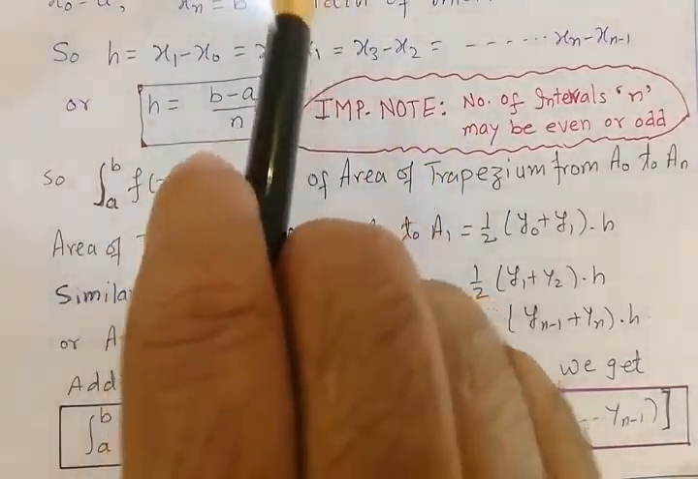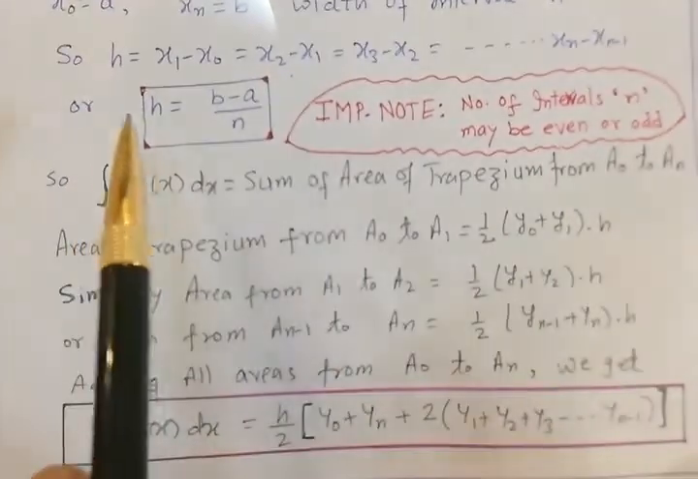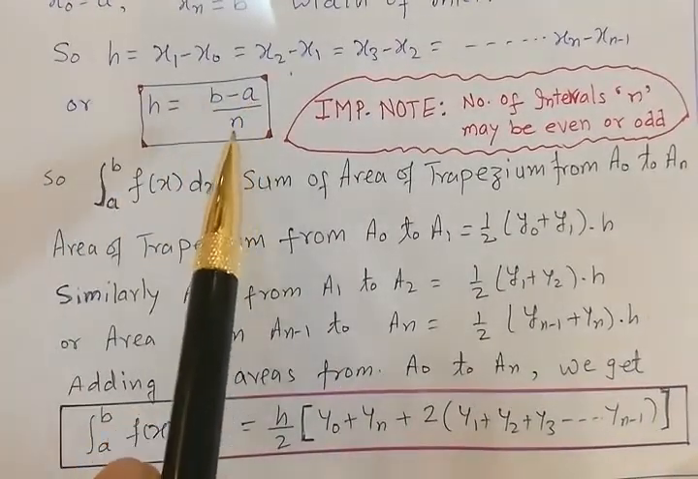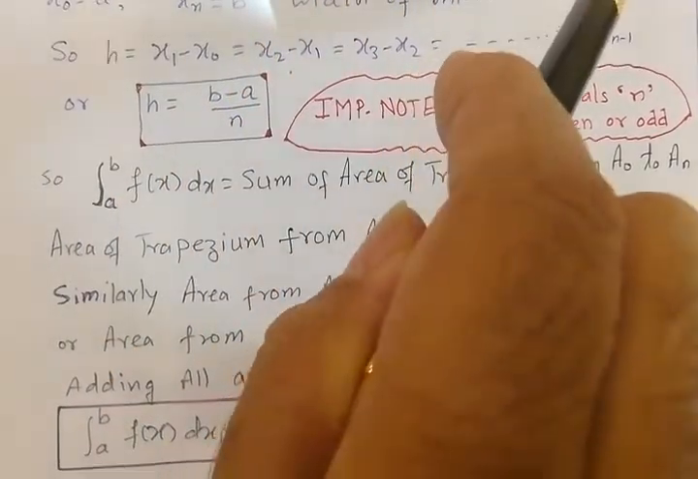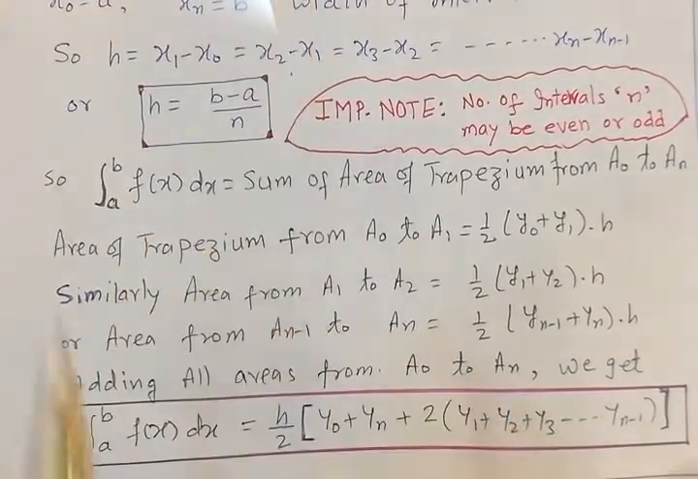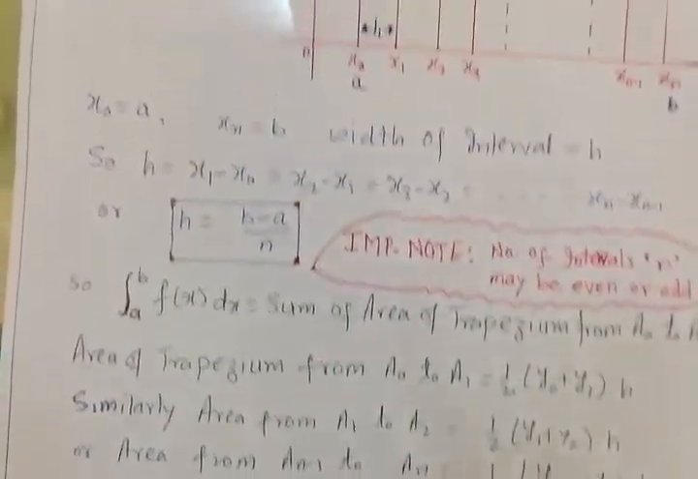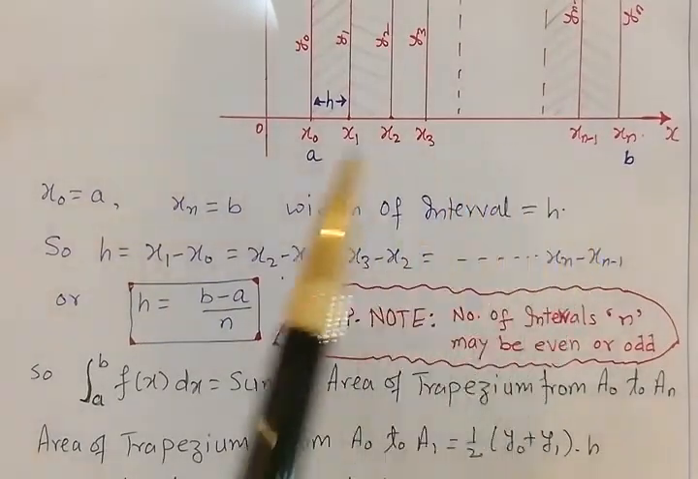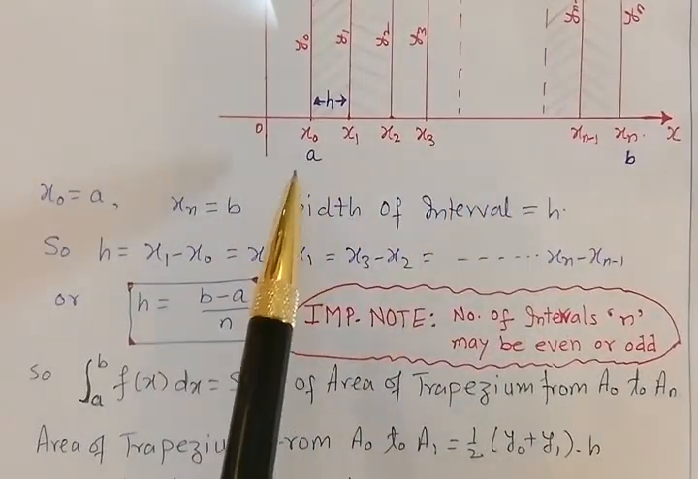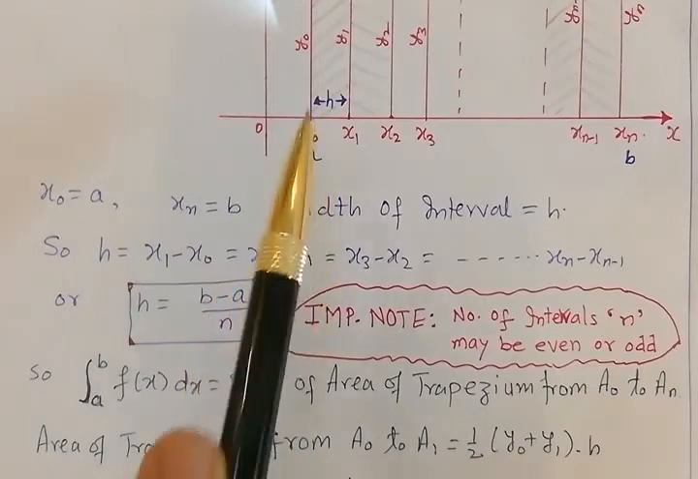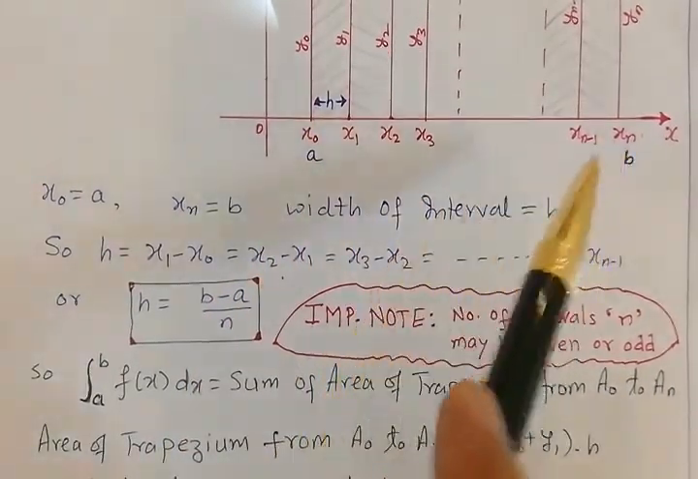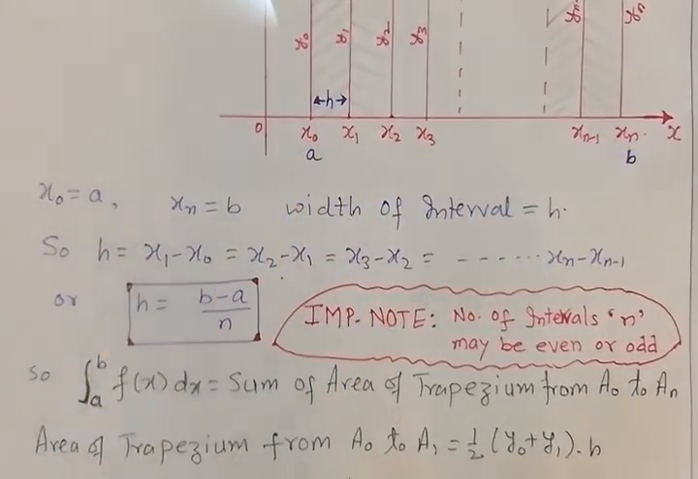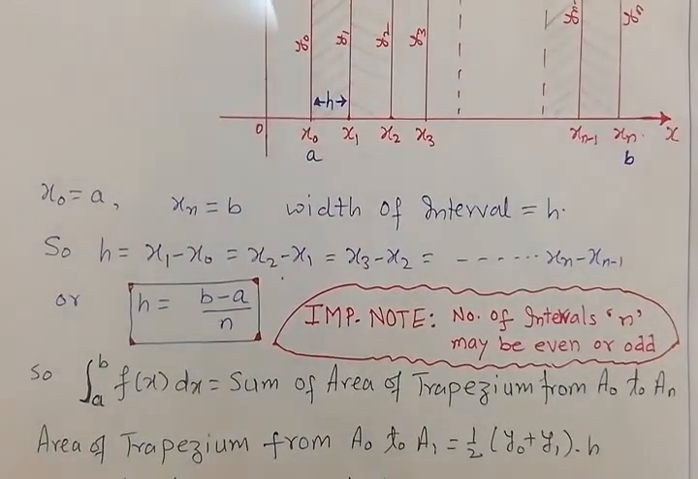And how do you calculate the value of h? The value of h is given by (b minus a) upon n. What is b? The upper limit. And what is a? You can see in the picture, b is the upper limit and a is the lower limit. And what is n? The total number of intervals. So b minus a divided by n gives you h. So we have to find h.